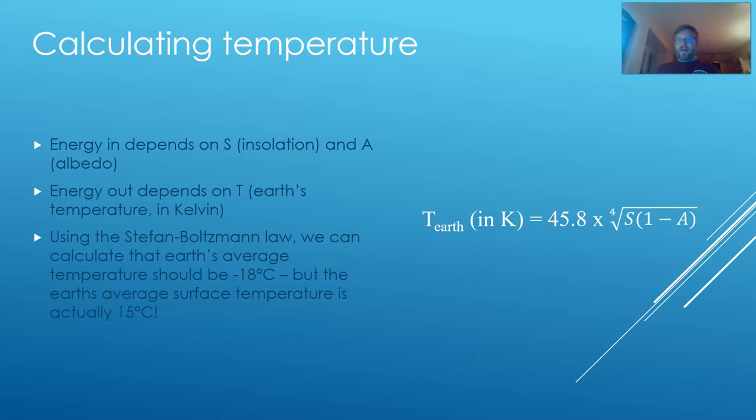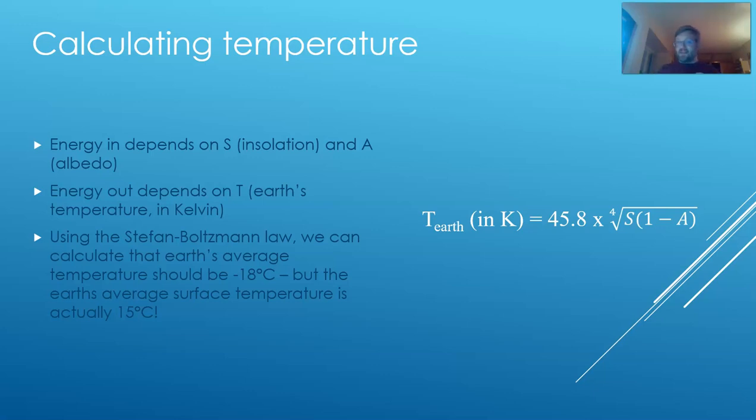Don't worry about that. So this is a pretty basic physics law. This is a well-established, fundamental piece of physics, the relationship between the energy that an object is receiving and the temperature that it will end up at in equilibrium. And so if we plug into this equation the amount of insolation that the Earth receives and the average albedo of the Earth, what it tells us is that the Earth's average temperature should be negative 18 degrees Celsius.